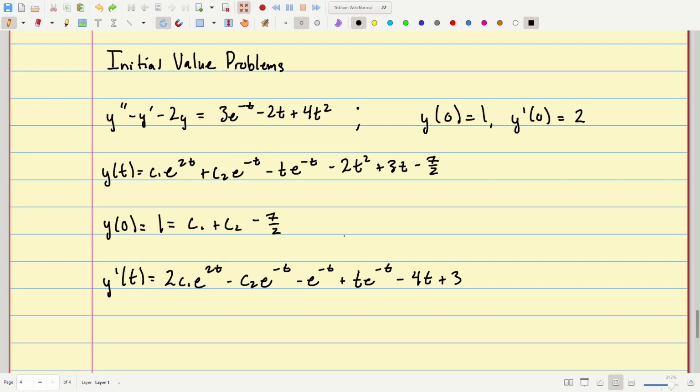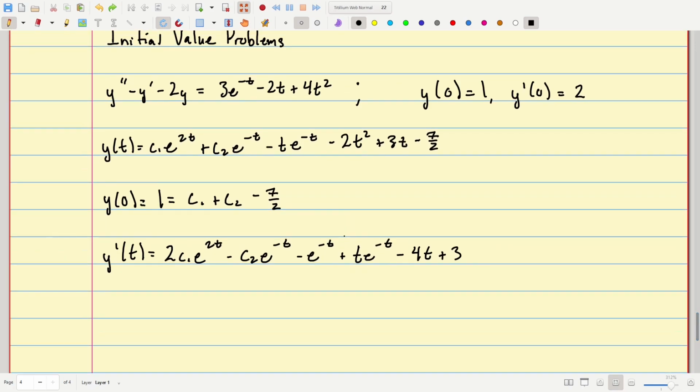Anyway, so we have this expression. We can now plug in our 0 for y prime. That's supposed to be equal to 2. 2 times c1 e to the 0 minus c2 e to the 0 minus e to the 0. So that's minus 1 plus 0 plus 0 plus 3. That makes sense. This gives us a system of two equations and two unknowns.